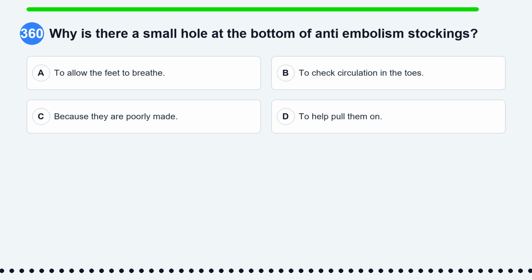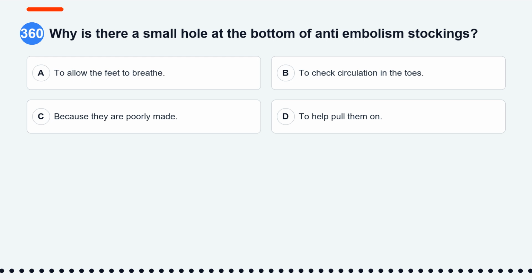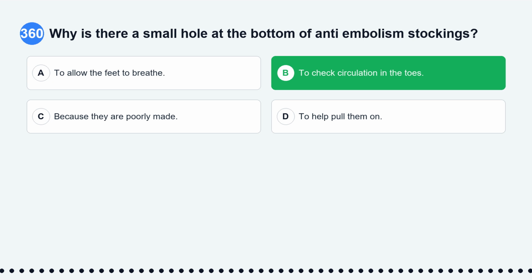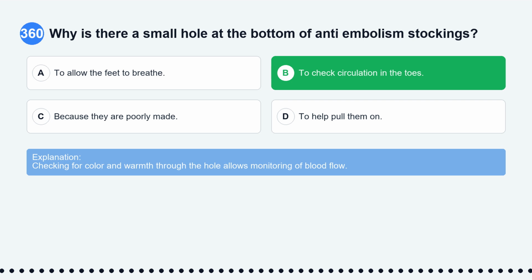Question 360. Why is there a small hole at the bottom of anti-embolism stockings? Option A, to allow the feet to breathe. Option B, to check circulation in the toes. Option C, because they are poorly made. Option D, to help pull them on. The correct answer is option B, to check circulation in the toes. Checking for color and warmth through the hole allows monitoring of blood flow.